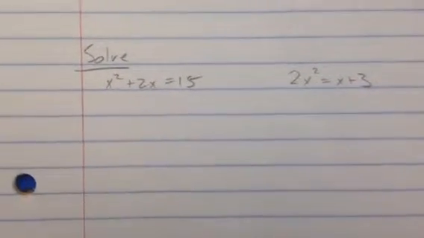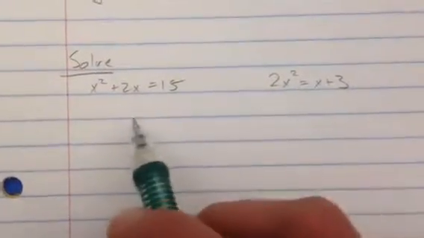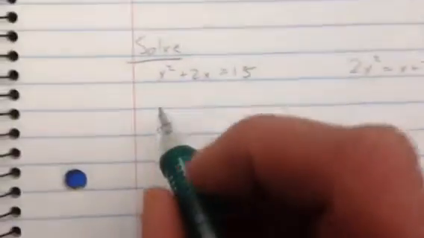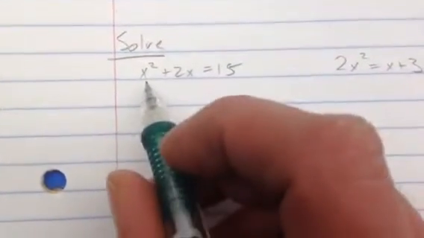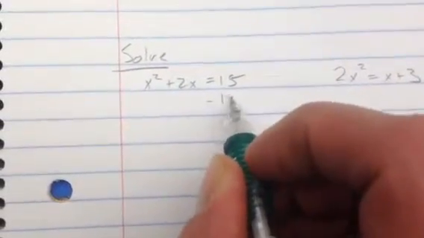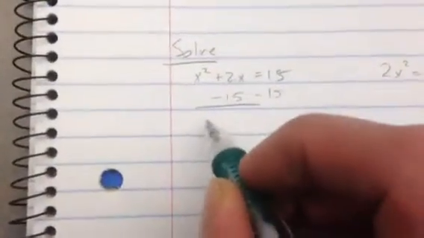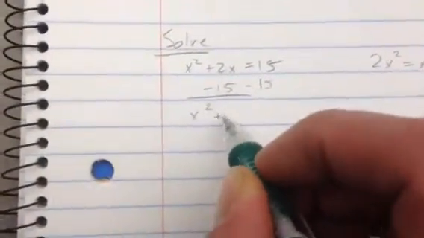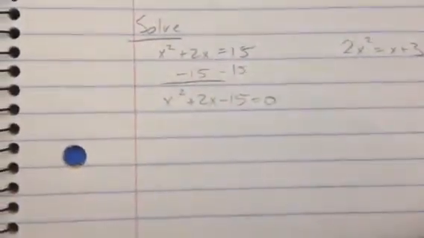This will be the first one. I'm going to go ahead and solve, through factoring, these two equations. So I'm going to start with this one. In order to solve a quadratic, we have to have it set to 0. So I'm going to start by subtracting 15 on both sides here. Alright, so that's going to give us x squared plus 2x minus 15 equals 0.